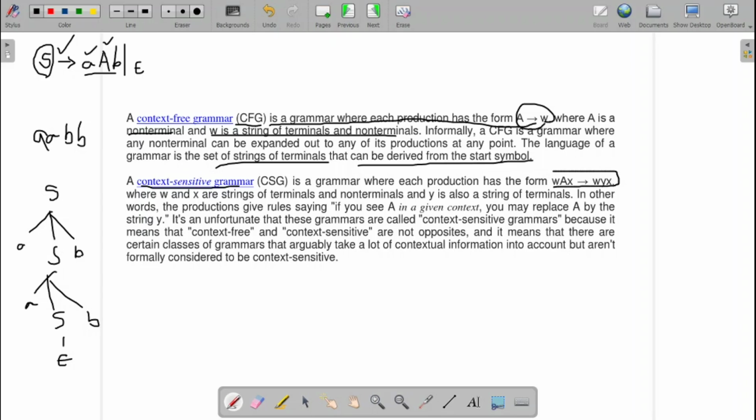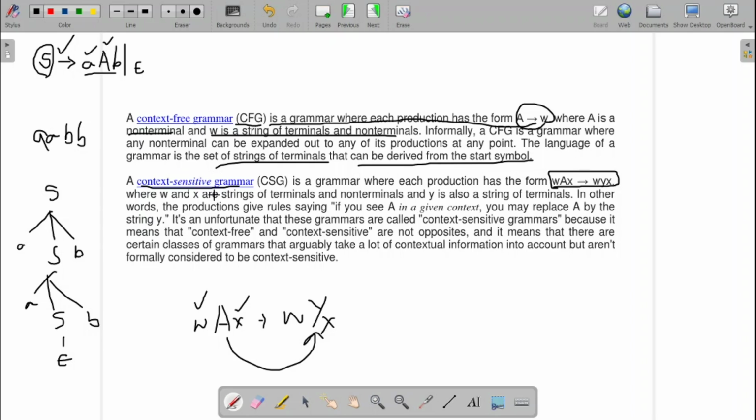But when we go to context sensitive grammars, the grammar productions will be of this format: w A x derives w y x. Here A is replaced with y. But in what sense? A is to be preceded by w and followed by x. If w and x are surrounding the A, only then can we go for replacing. Such productions we call context sensitive grammars.